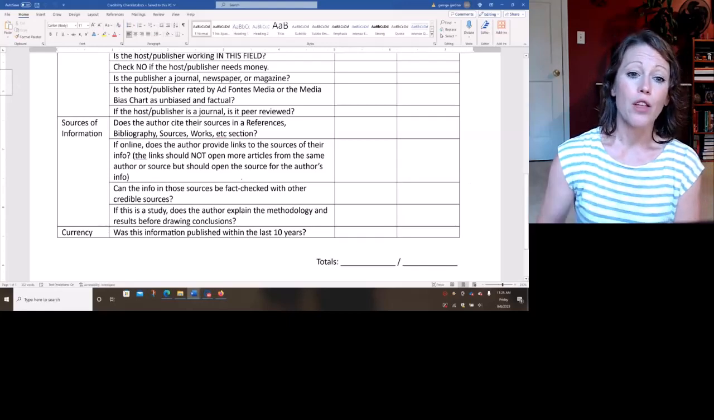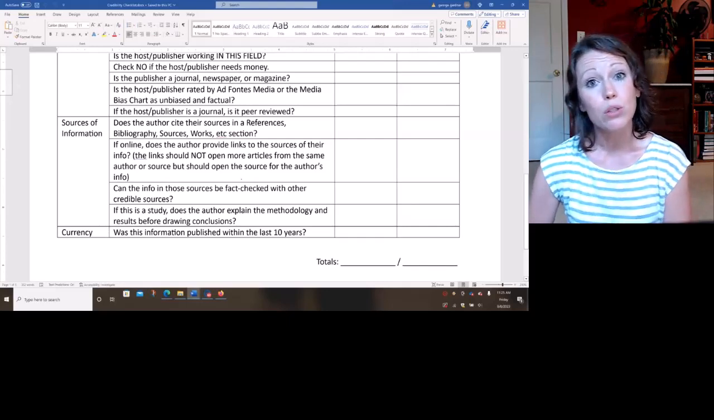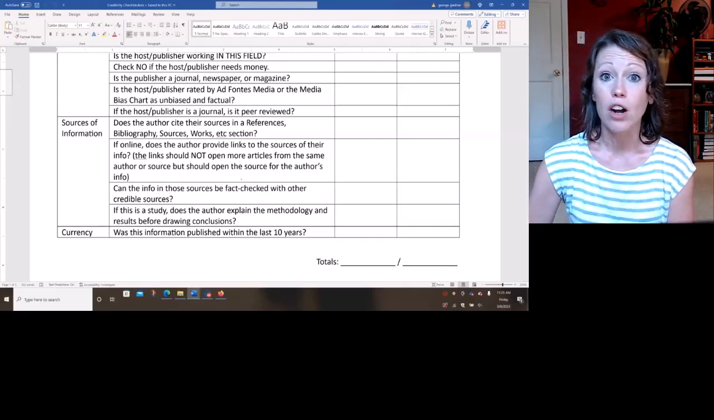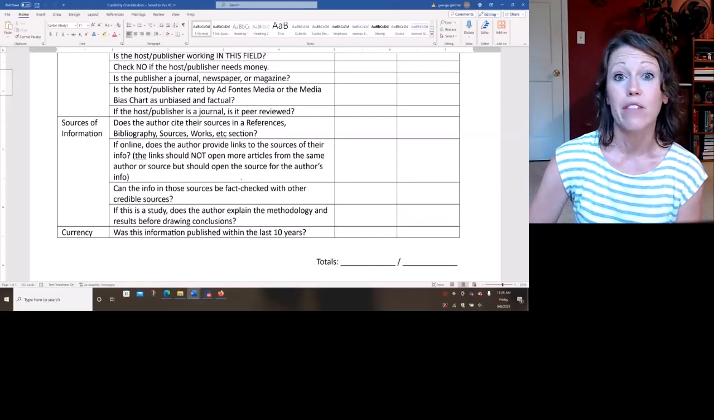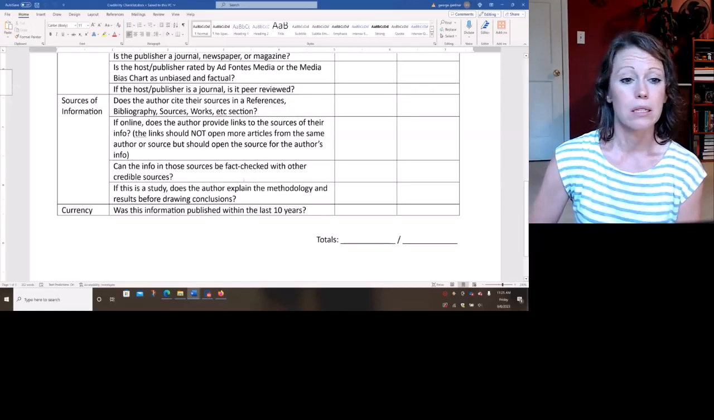Same thing here. If the author provides links to those sources, you do need to open up those links to make sure that those sources are credible and reliable. If they are not, then this author gets no credit for that. That's why it's important to cite good sources.